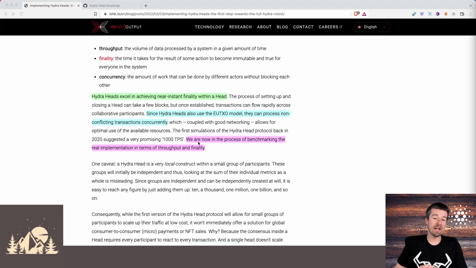And so then in terms of final calculations, they're currently in the process of benchmarking what a real implementation will look like in terms of throughput and finality. But this is a good starting place for us to keep in mind that what we need to think about is throughput, finality, and concurrency, and stop thinking about transactions per second.